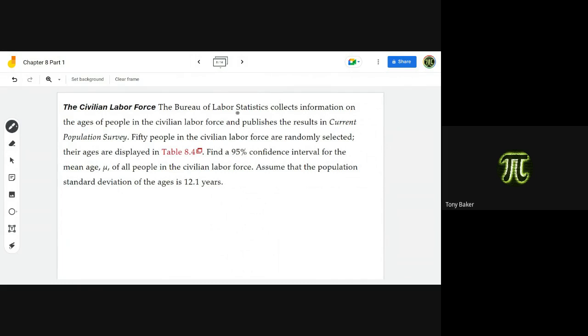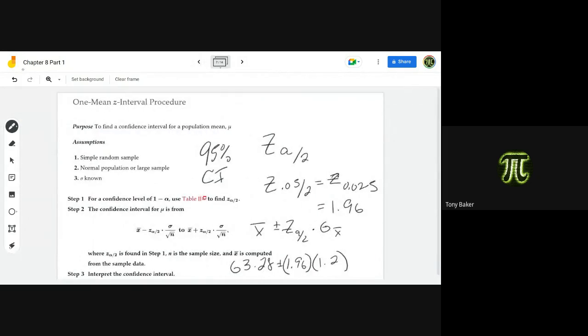All right, so let's look at 8.4. First thing we have to do is make sure my assumptions are met for this one. So remember my assumptions: random sample, normal population or a large sample, I have my standard deviation, and I don't have any major outliers in the problem.